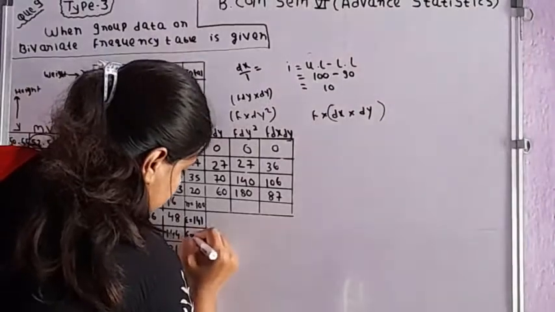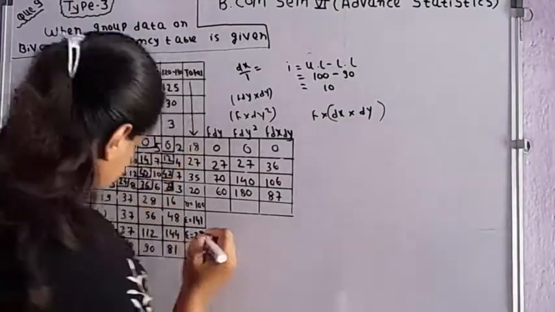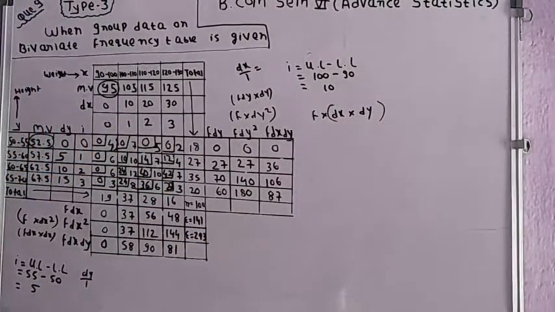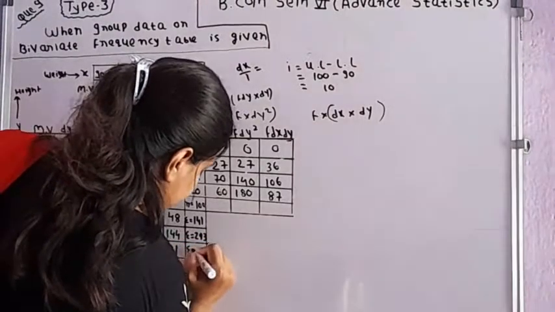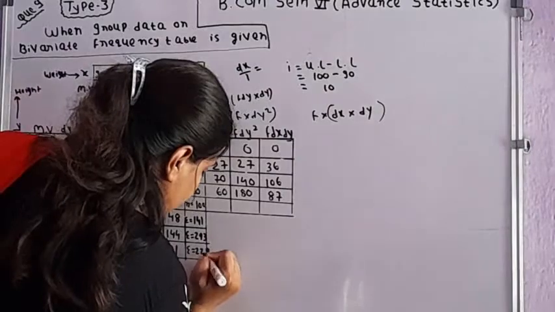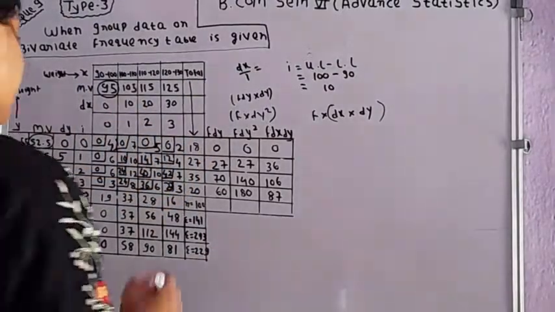After that, 58 plus 90 plus 81. It comes to 229. Okay, 229. Now we are going to do the summations for the y series.